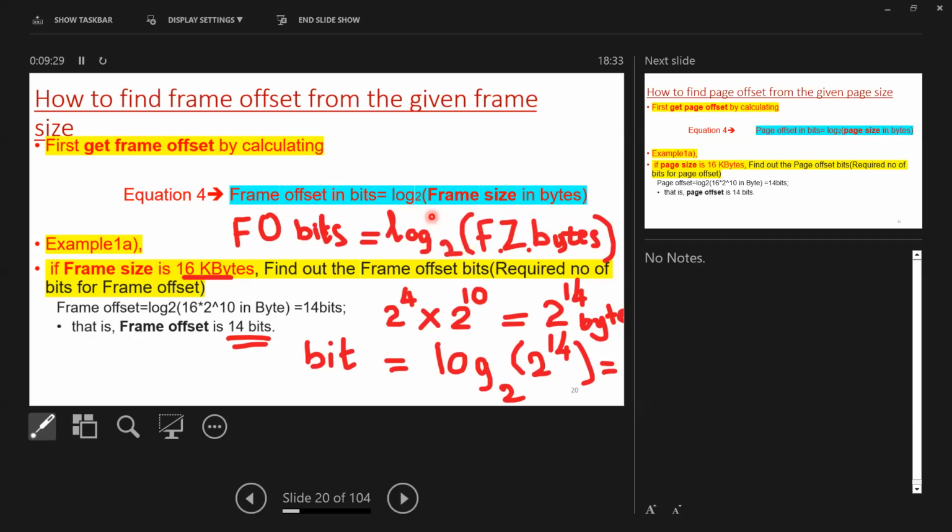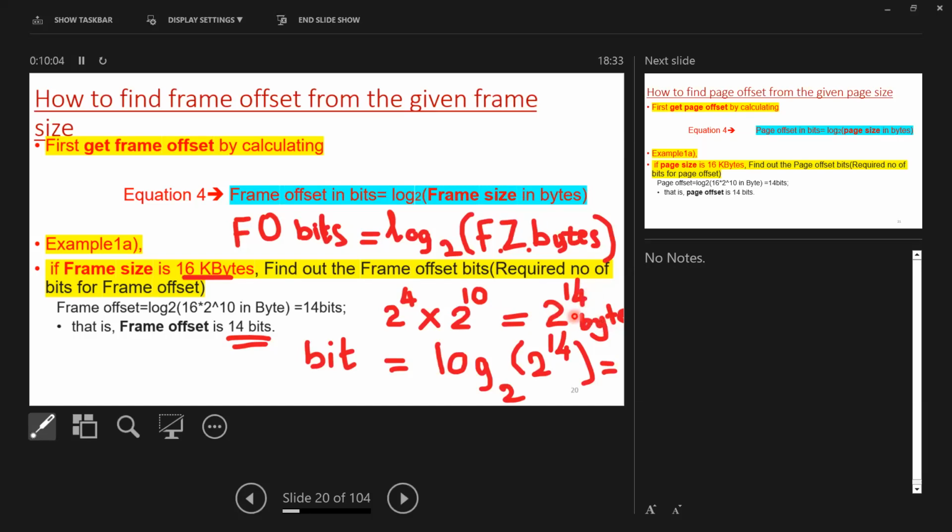So normally bytes are in kilobytes, megabytes. So now here I have given the frame size is 16 kilobytes, 16 KB. 16 KB means 2 to the power what? 16 means 2 to the power 4. Okay. KB means 2 to the power 10. Altogether 2 to the power 14 bytes are there for the frame size. The entire frame contains 2 to the power 14 bytes.